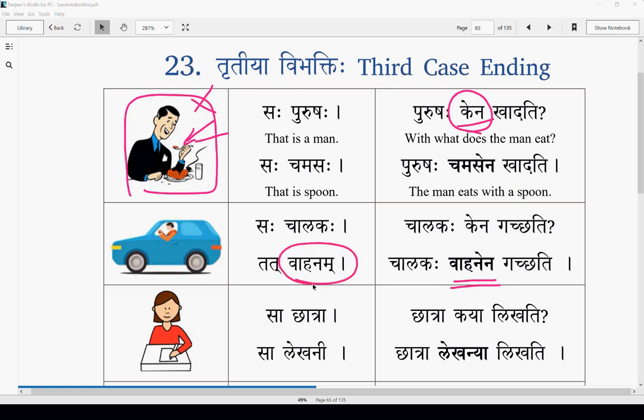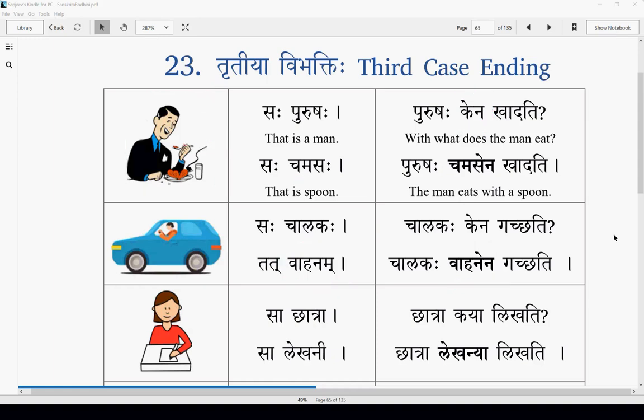Napunsakalingam, because you see it here. Even if you don't remember, it is given here. Chamasa is Pullingam, it indicates Pullinga. Vahanam is Napunsakalingam. So we ask the question Kena gacchati, and the third vibhakti form of Vahanam is Vahanena.